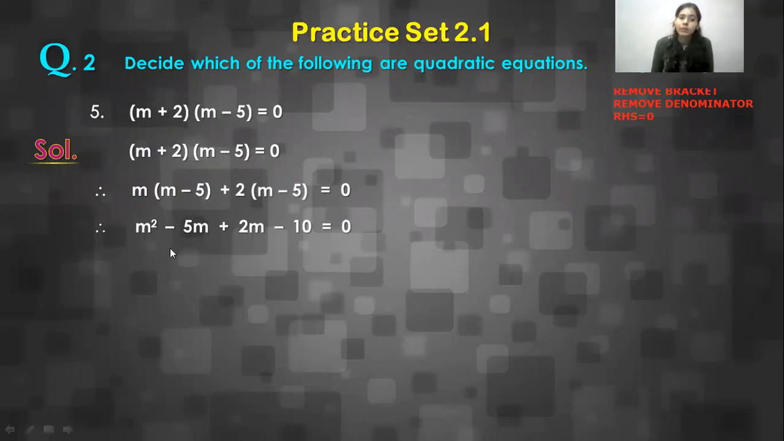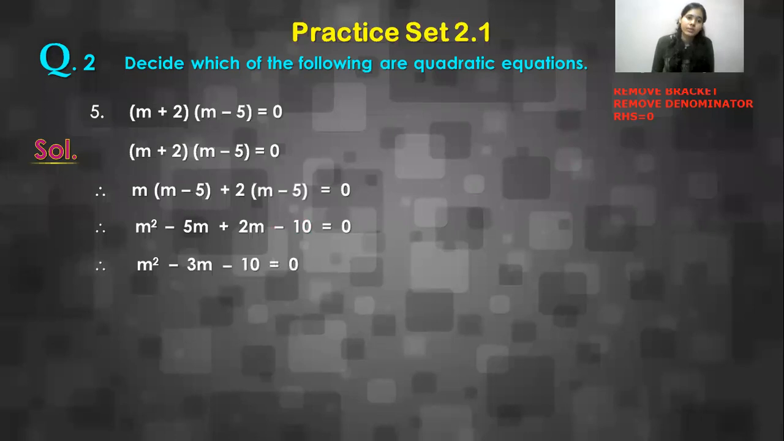Like terms दिख रहा है अपने को, a pair of like terms we can see. Minus 5m plus 2m. You know minus plus minus होता है. 5 minus 2 is going to give you 3, but don't forget to write the sign of greater digit. क्या मिलेगा, m square minus 3m minus 10 equals to 0.